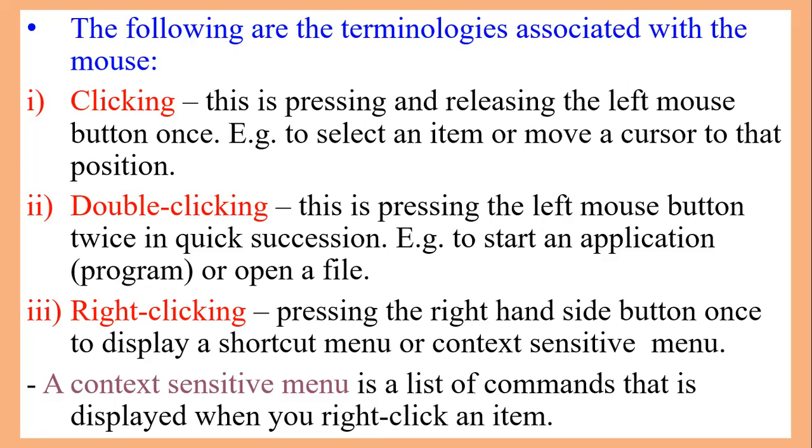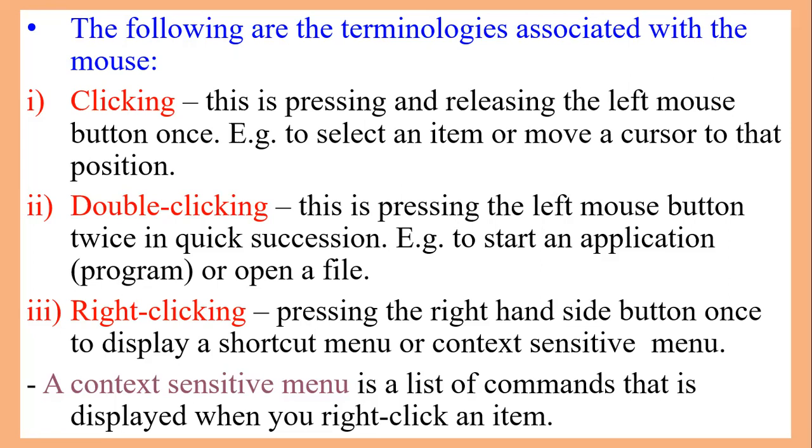Number 2, we have the term double clicking. This is pressing the left mouse button twice in quick succession, that is faster. For example, when you want to start an application or a program or open a file from the desktop or from a storage medium.